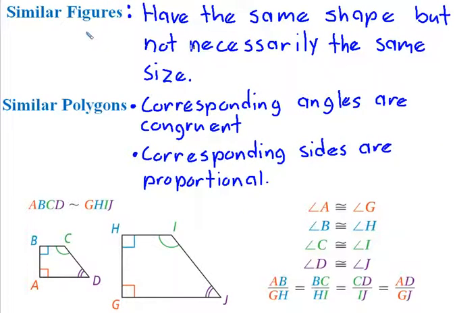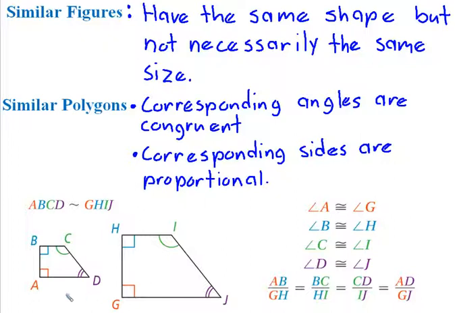Okay, when we say similar figures, we're talking about two figures that have the same shape, but not necessarily the same size. So when you hear similarity, you should be thinking scale model, scale diagram. Similar polygons, then, having the same shape but not the same size, are going to have corresponding angles that are congruent and corresponding sides that are proportional to each other.